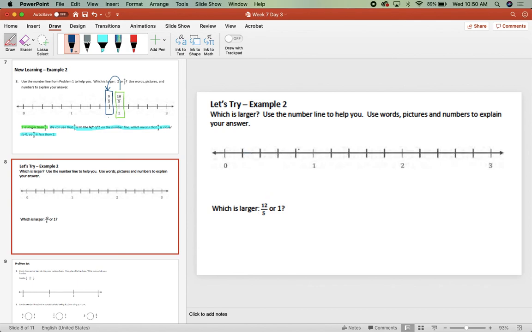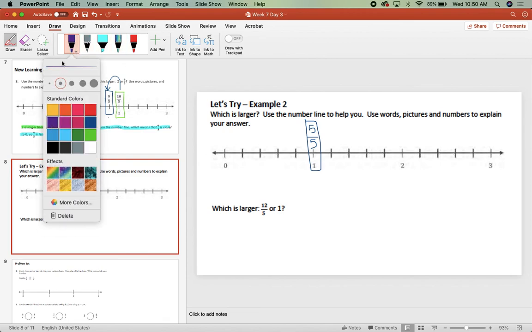1/5, 2/5, 3/5, 4/5, 5/5. I just made sure that was true. I see 5 equal segments, so 5/5. That's 1 whole. I need to find where 12/5 would be.